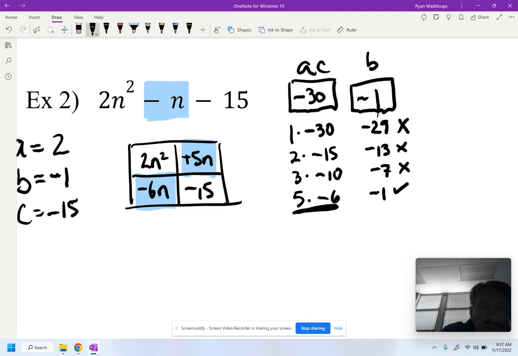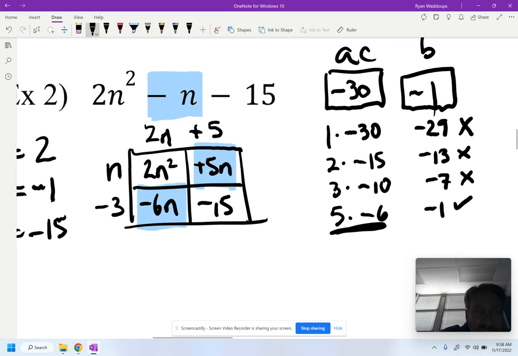All right, so now I factor. Greatest common factor for each row. This is an n here. Down here, I'm going to say minus 3. This first column, 2n. And then over here, 5n and negative 15. The greatest common factor would be 5. And I think it would be positive.